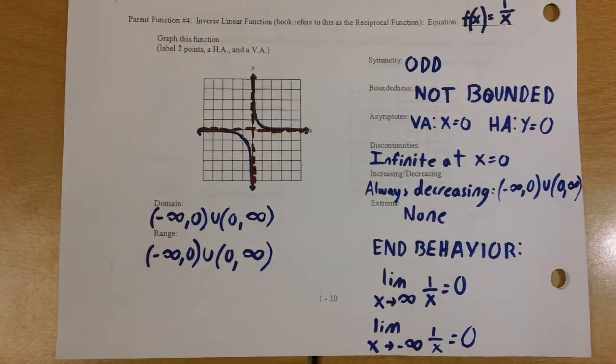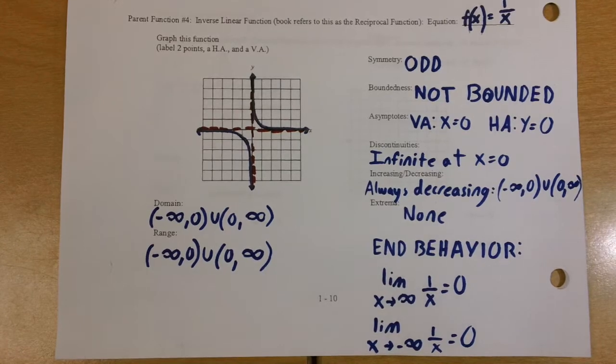Our equation is the inverse linear function, also known as the rational function. It is f of x equals 1 over x. The domain of this equation is all x values from negative infinity up to, but not including 0, and all x values greater than 0 to infinity.